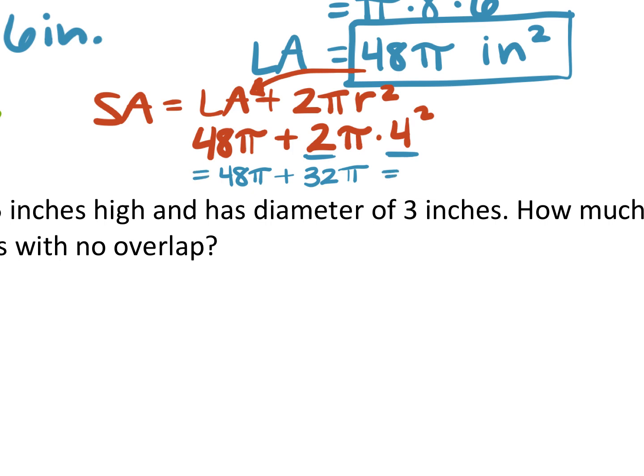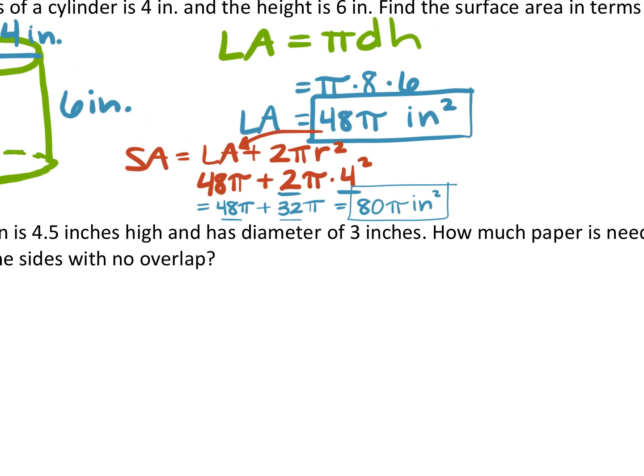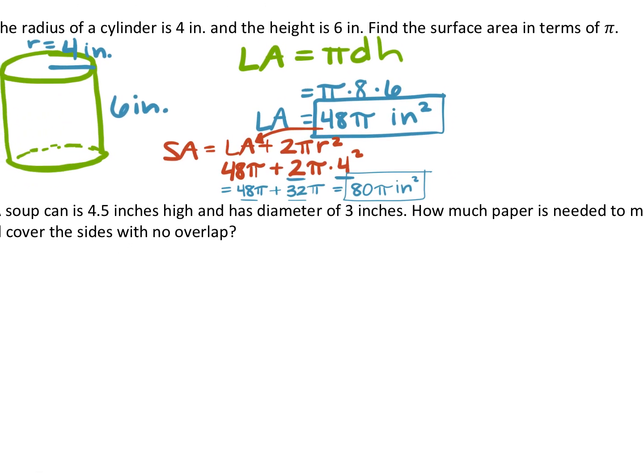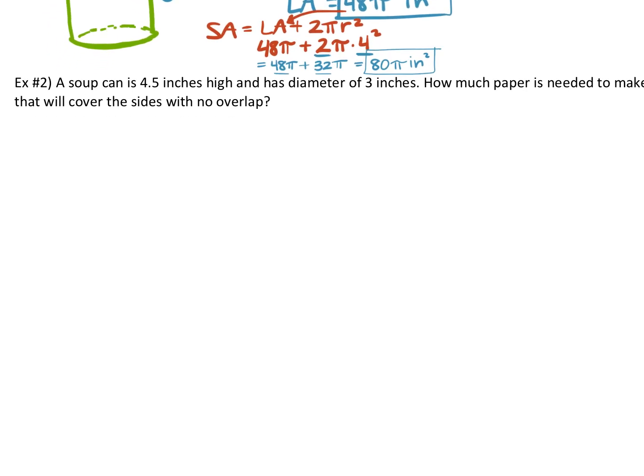What do you do with 48 pi plus 32 pi? You add them together, just the 48 and 32, and then attach the pi to it, okay? So 48 plus 32 is 80. Then attach your pi, and it's square inches. Okay? Questions on that? That is the answer.